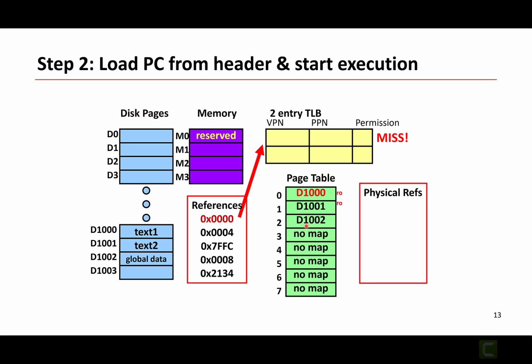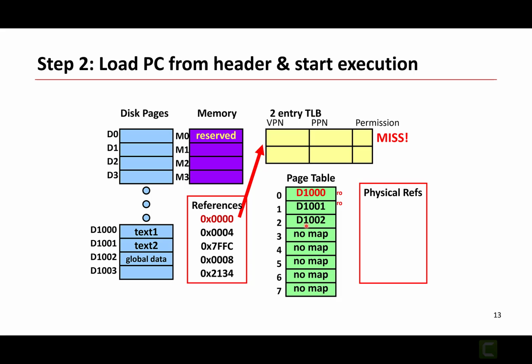Now, let's say the program starts its execution. The very first thing that will happen is the first instruction needs to be fetched. So let's say the operating system has initialized the program counter to 0. So now the instruction has to be fetched, and that requires an address translation. So you would go and check the TLB. So the processor in the fetch stage would check the TLB for an address translation.